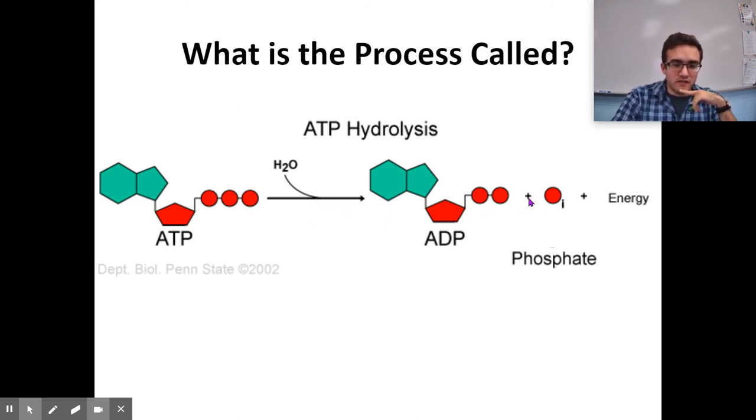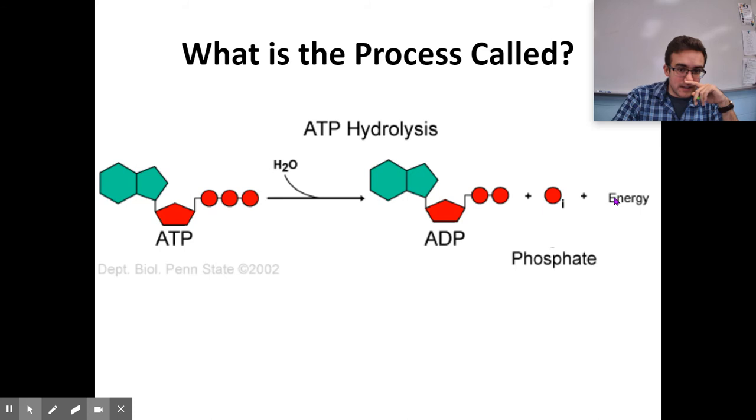That water fits right here in between the second and the third phosphate, turning ATP, so the T stands for tri, into ADP. So ADP is adenine diphosphate. So we got ATP, adenine triphosphate, and ADP, adenine diphosphate. The difference between these two is the number of phosphates. ATP has 3 phosphates because of that tri in there, and ADP only has 2 phosphates because of the di.